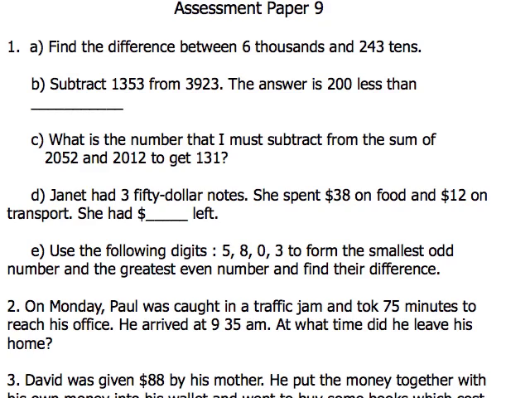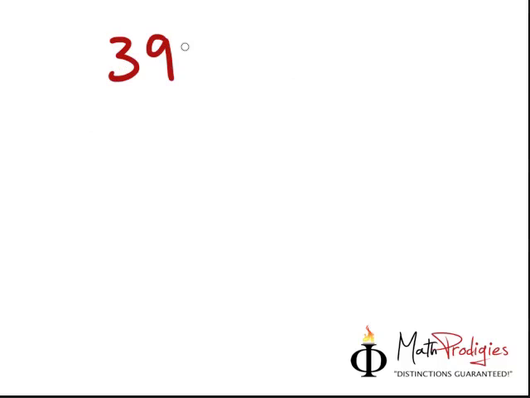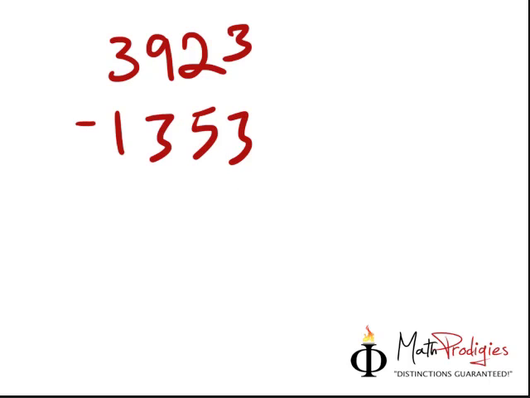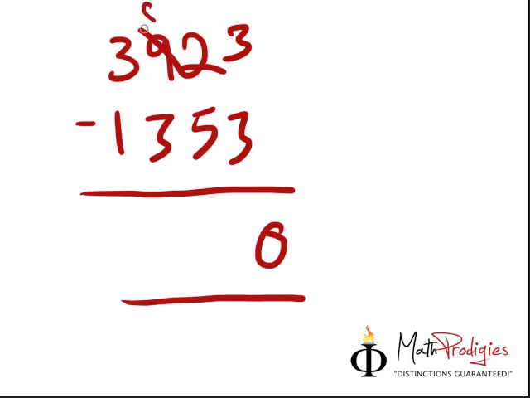Okay, part B. Let's move on to part B very quickly. Subtract 1353 from 3923. The answer is 200 less than what? So subtract first. 3923 minus 1353. Yes. So 3 minus 3 gives me 0. 2 minus 5, I cannot, so I borrow 1. I get 8. 12 minus 5 gives me 7. 8 minus 3 gives me 5, and 3 minus 1 gives me 2. The answer is 2570. Alright, good job.